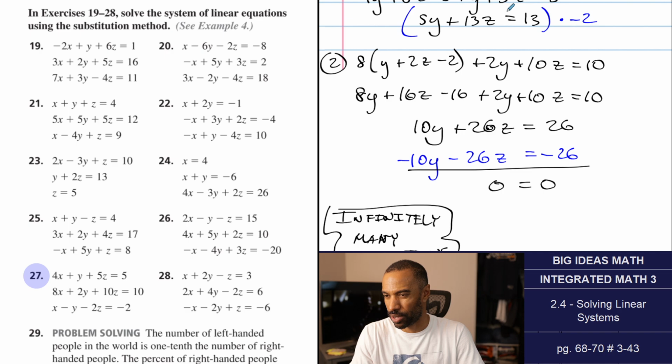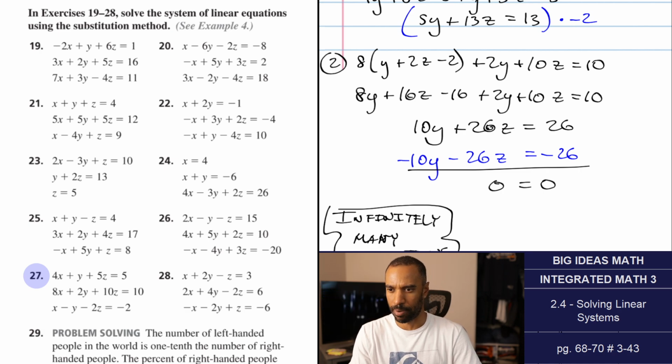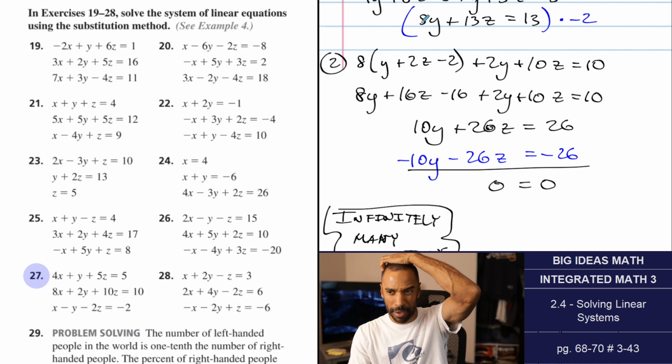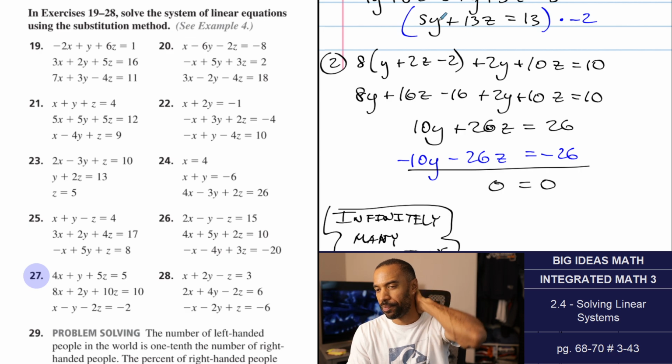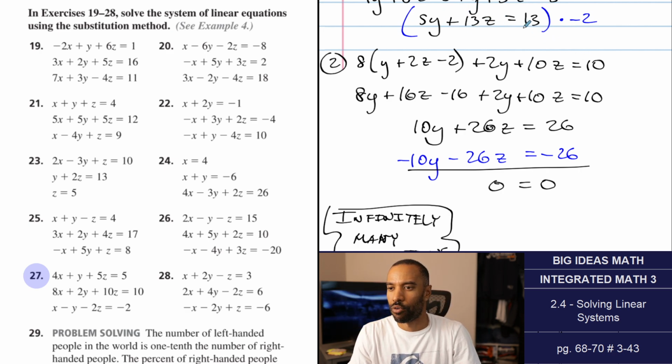Now, the problem is you're still going to have fractions within here. This is almost a real case of substitution. Do you want to get y or z by itself? Let's get y by itself. It's a smaller number to divide by. So if I get y by itself on that top equation, 5y plus 13z equals 13.